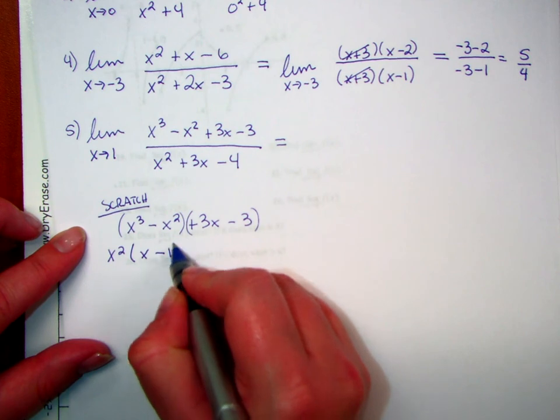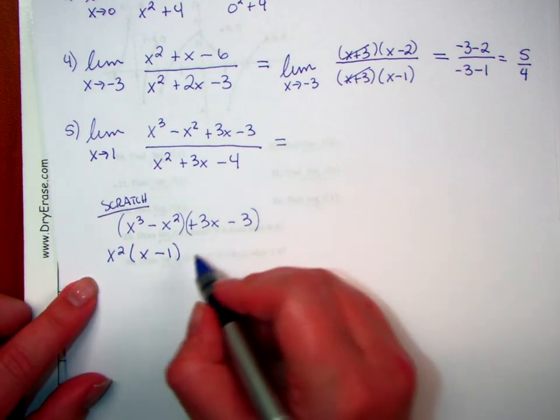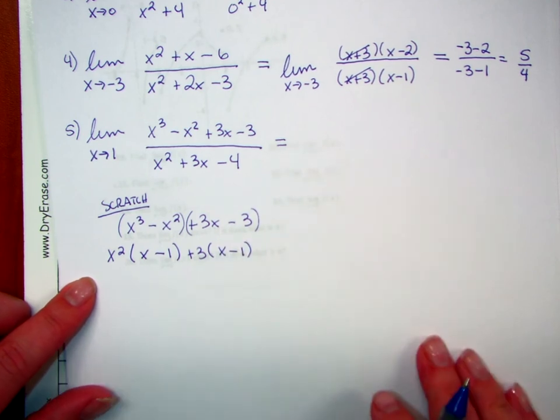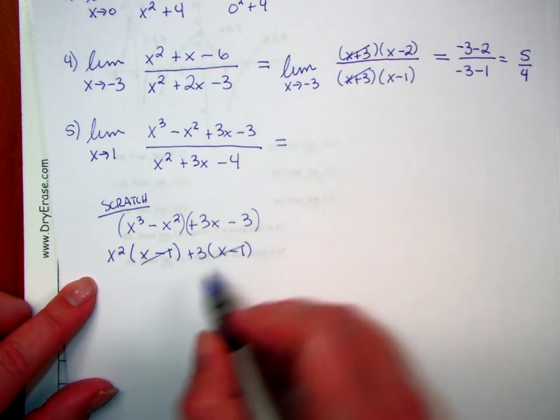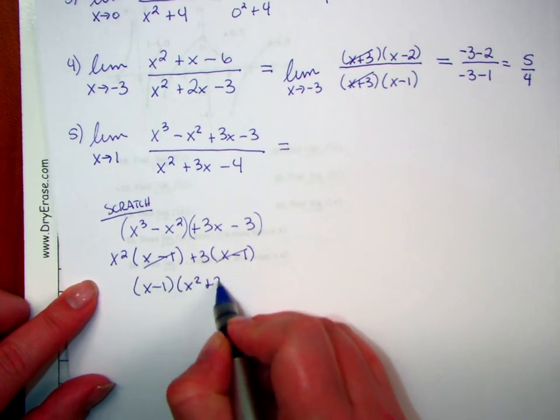So I can factor an x squared out of the first group. We're left with x minus 1. We can factor a positive 3 out of the second group. We're left with x minus 1, which is good. So this factors to x minus 1 times x squared plus 3.